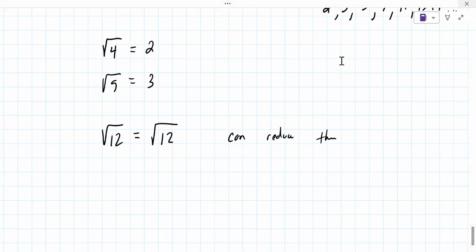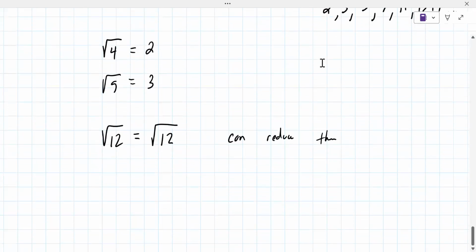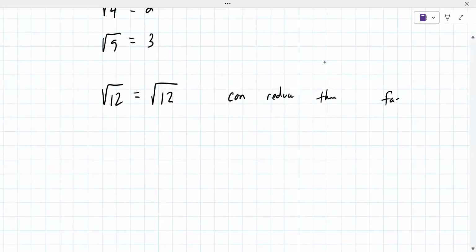So how do you reduce roots? Well, it goes back to prime factorization. So you build what's called a factor tree. These are considered branches, and you start with the smallest prime number you know, which is 2. Does 2 go into 12? Yeah. It's 2 times 6.